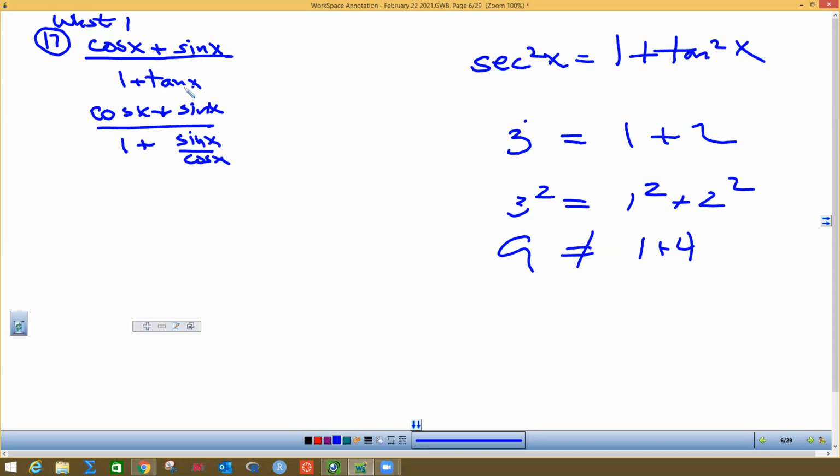When you do not have a square, you cannot use Pythagorean identities. You must have a square in there to use a Pythagorean identity. Everybody understand that? Because squaring does not always preserve equality. The only time it does is with 0 squared or 1 squared. That's it. So we cannot use that.